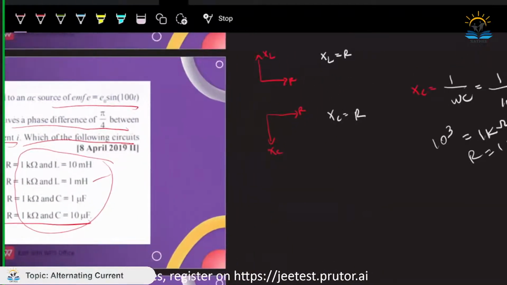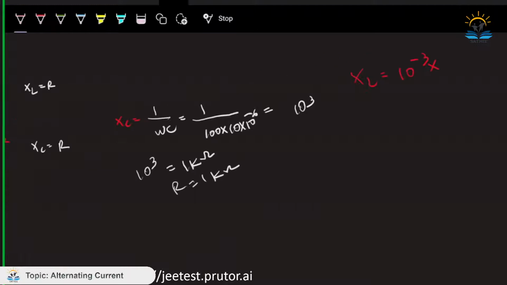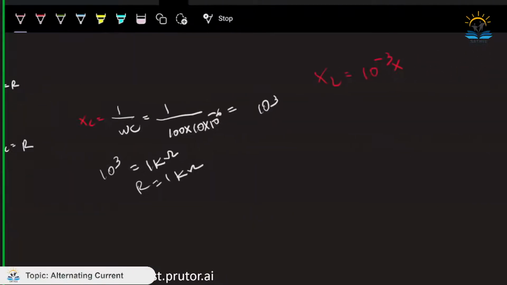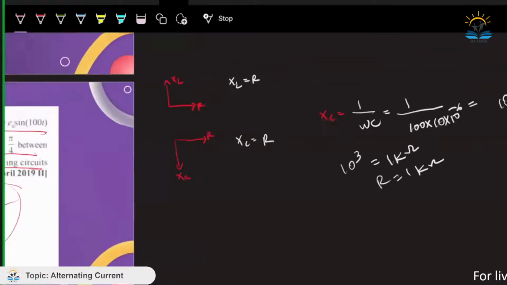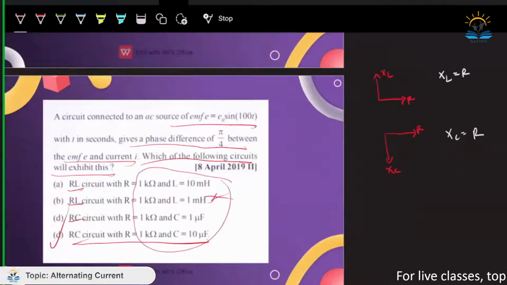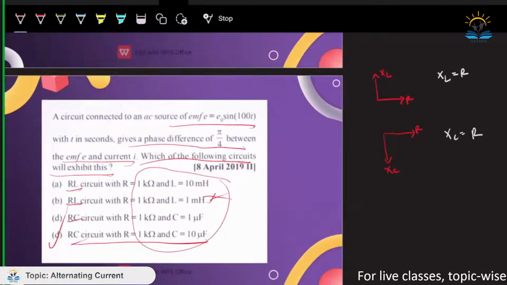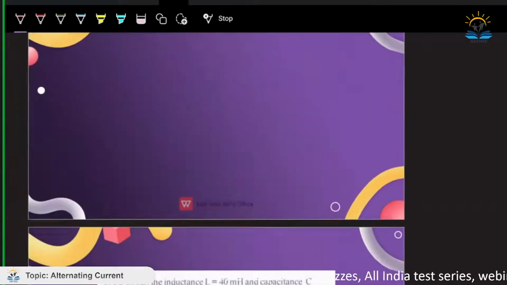Let me just solve with B also. Suppose in B, L is given as 1 millihenry. So XL will be 10 raised to minus 3 into omega, which is 10 raised to 2. That is 10 raised to minus 1. But R is 1 kilo ohm, so this won't fit. Here it is given 10 millihenry, which means 10 raised to minus 2. 10 raised to minus 2 into 10 raised to 2 will be 1. No. So option D is the only correct option.